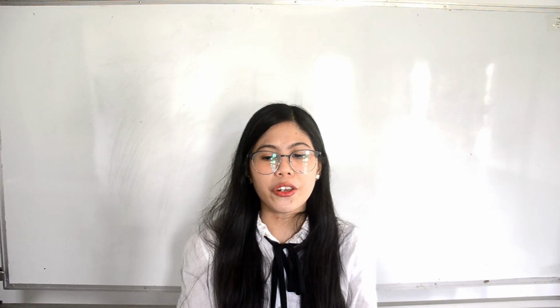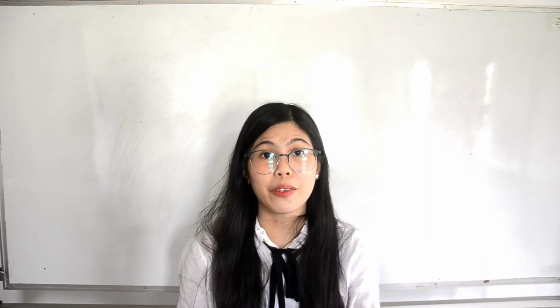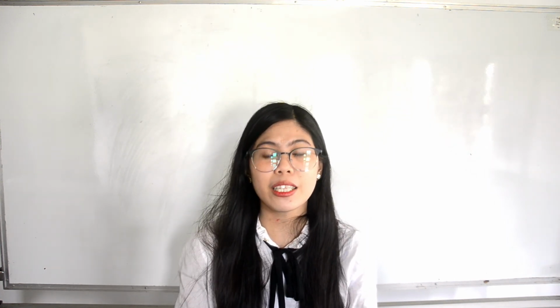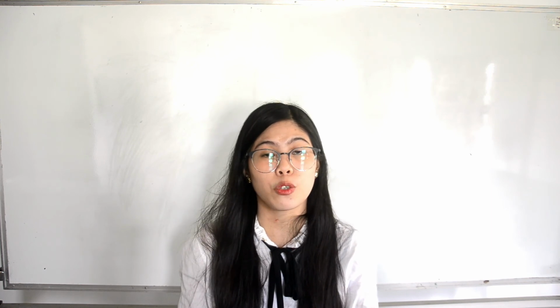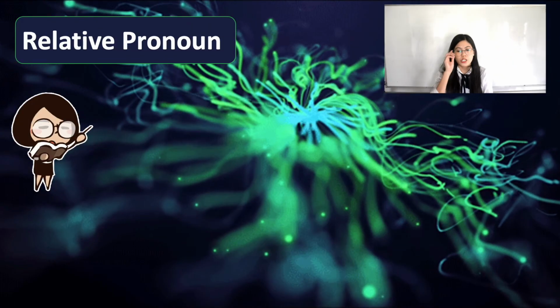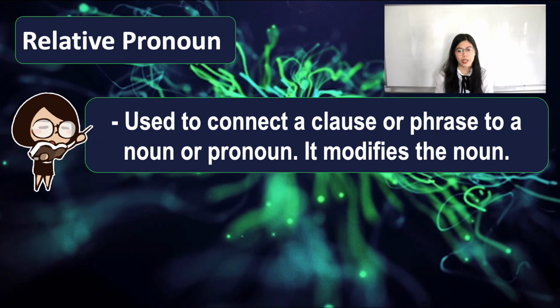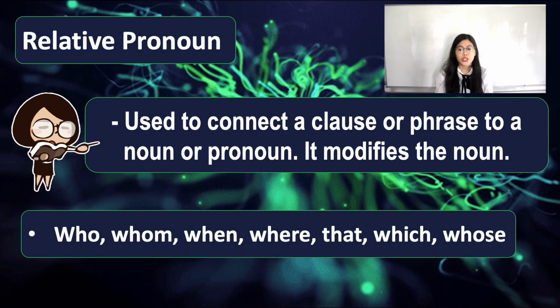Next, another thing that will help you identify if the statement is a dependent clause is when it started with a relative pronoun. So what is a relative pronoun? It is used to connect a clause or phrase to a noun or pronoun. It modifies or describes the noun. Examples of relative pronouns are who, whom, when, where, that, which, whose, and so on.